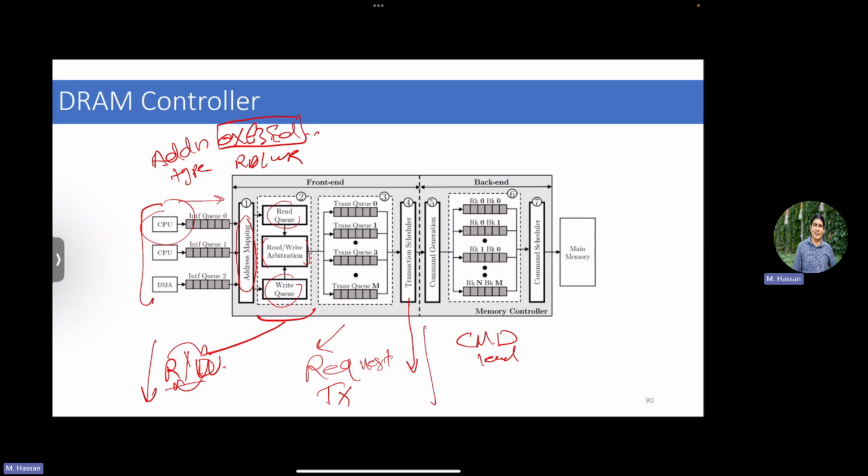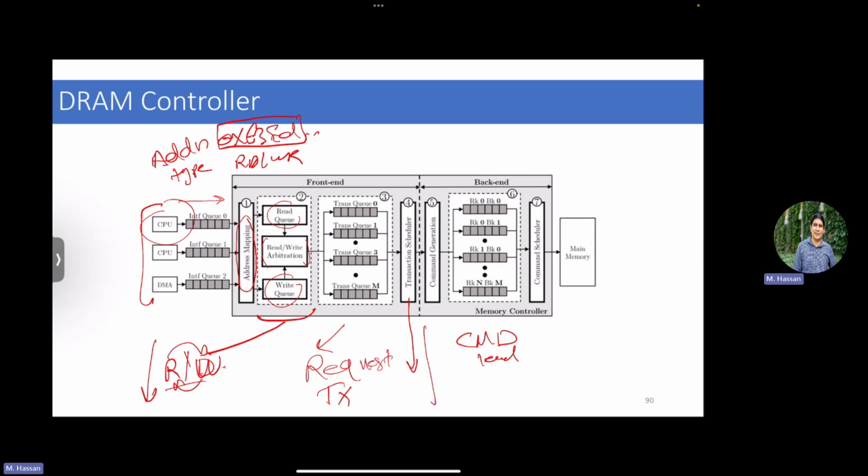For example, in your mobile phone, if you have a Snapdragon chip from Qualcomm, you receive requests from a GPU and then from a CPU. GPUs are usually throughput oriented, so they send you streaming requests, while a video processing unit also sends you streaming requests. While CPUs are usually latency sensitive, they care about the latency of a request. It's a small request, only a cache miss of 64 bytes compared to, for example, 512 bytes for a GPU, but they care about the latency the most.